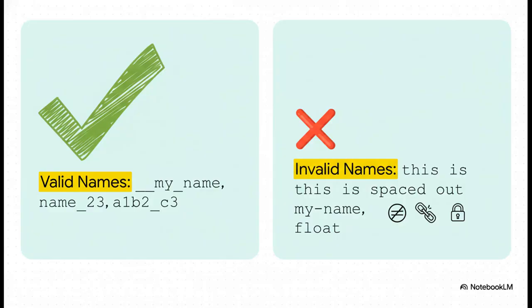Look on the left, those are all good, valid names. See? You've got underscores, letters, numbers, totally fine. But on the right, you see the stuff that'll break your code. Spaces? Nope, can't do it. Hyphens? Also a no-go. And this is a big one. You can't use a word that's already a special command in C, like float.